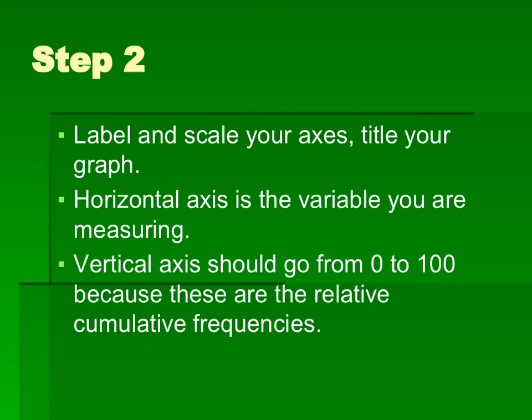Once you've completed your table, you're going to start to construct the graph itself. You're going to draw axes, just really the first quadrant, label and scale them. Also, you'll include a title on your graph. Your horizontal axis is going to be the value, or the variable rather, that you are measuring. So down here we're going to have our ages. And the vertical axis is going to go from 0 to 100 because we're talking about those cumulative percentages. So you'll want to label that as relative cumulative frequency or cumulative percentage.